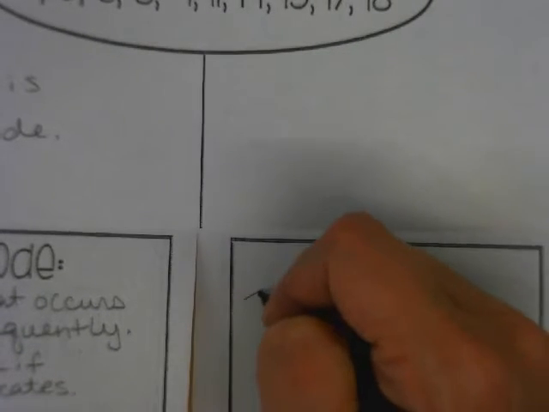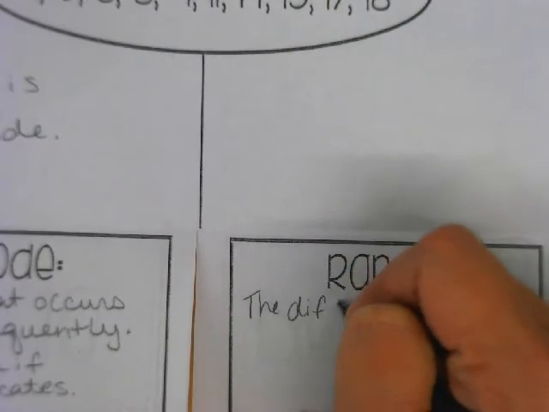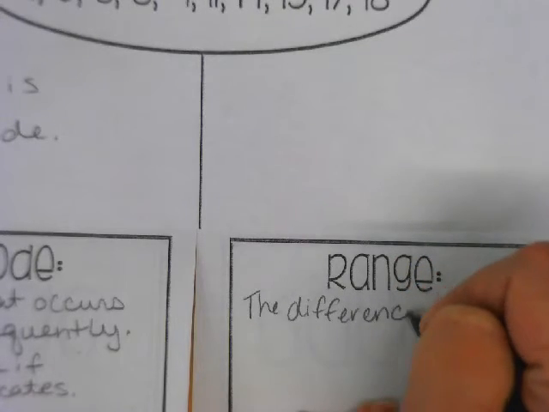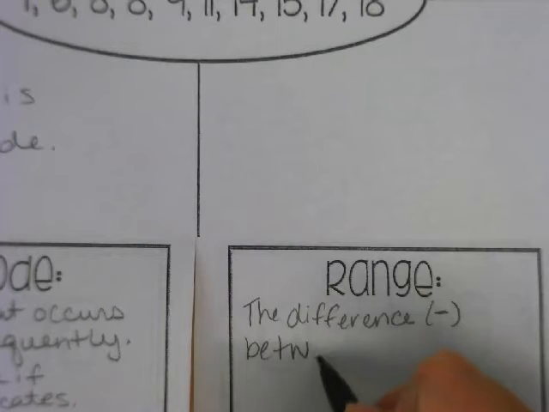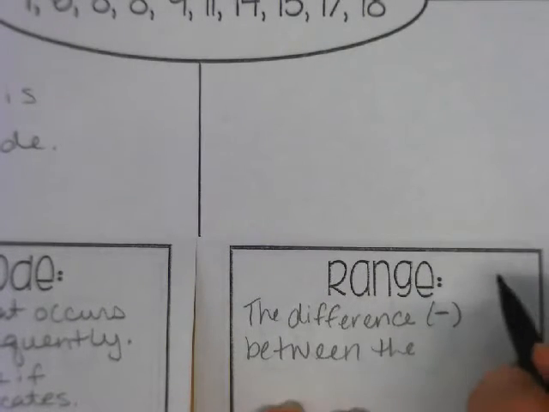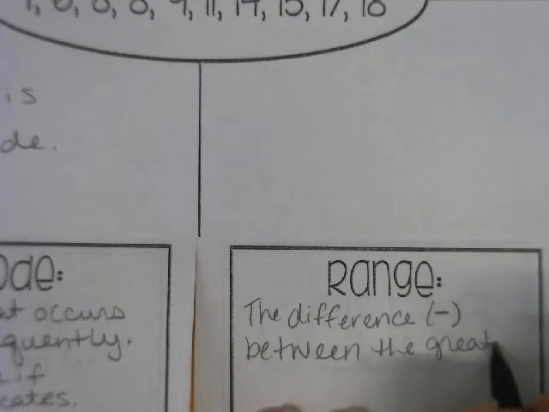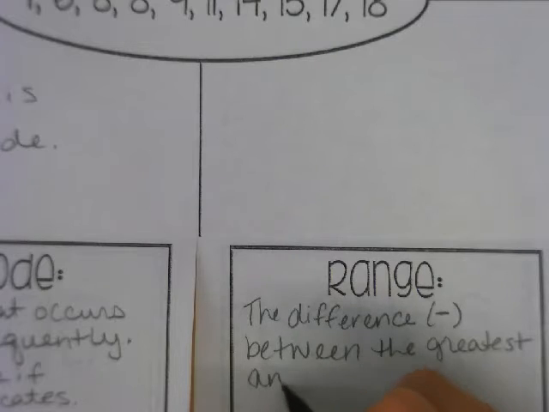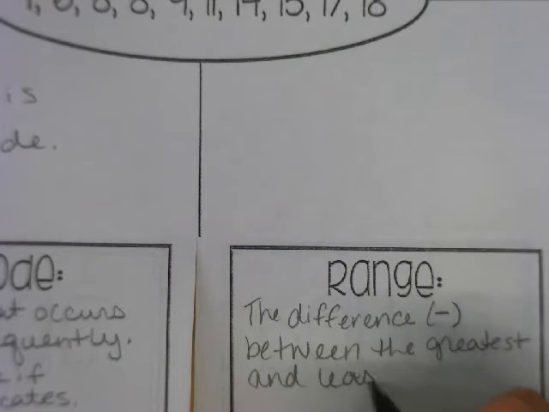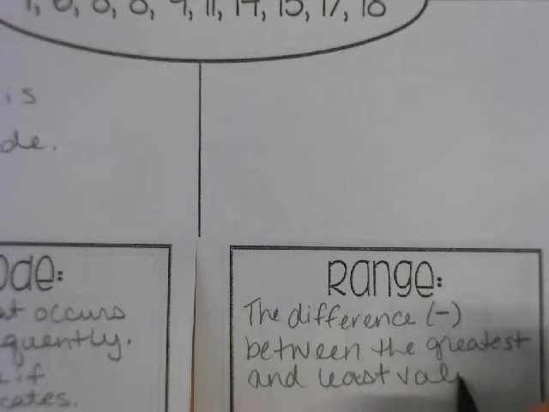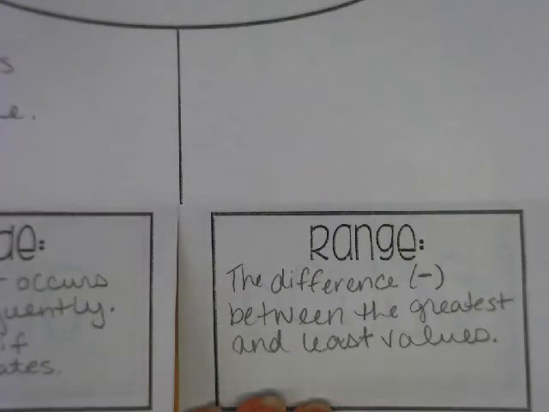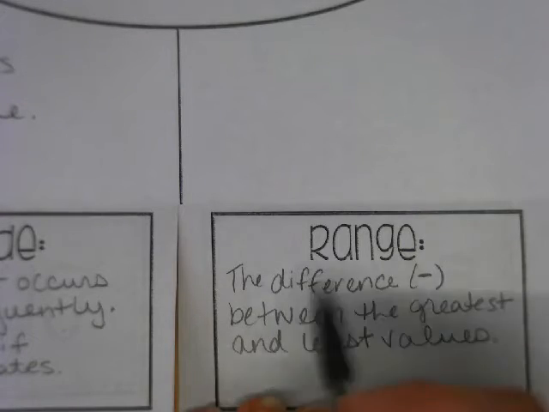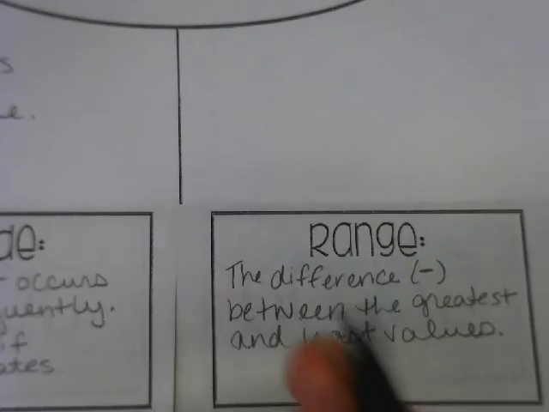All right, the range. This is the difference. What does that mean if we're using the word difference? What operation? Yeah, so we're subtracting between the greatest and least values. So when we put our numbers in order for the median, that's kind of helpful for the range, right? This is like the spread out. How wide is the spread?